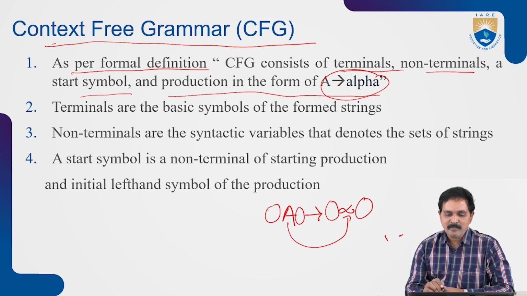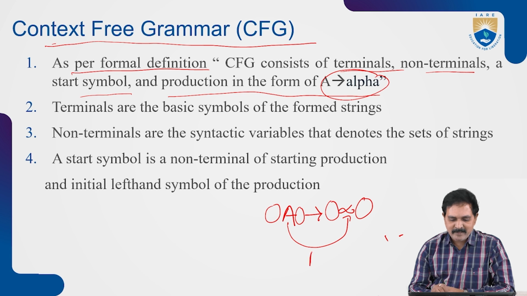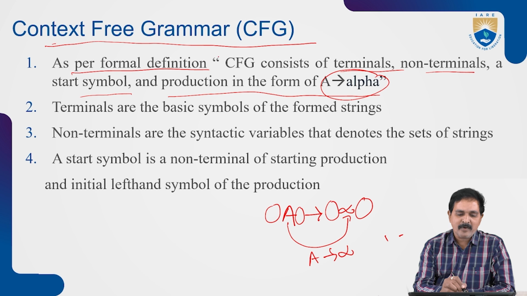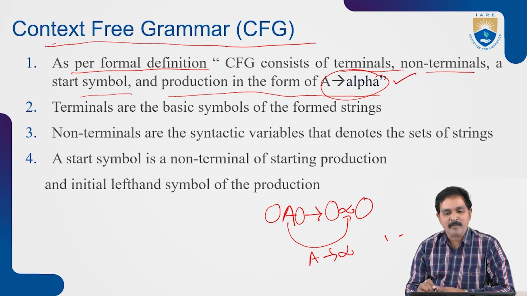A context free grammar consists of terminals, which may occur on the right side of the production. I'll show that in the coming slides. And non-terminals appear on the left and right side of the production. And you should start somewhere, with some starting position. In the starting position, you take some starting symbol. It's called the start symbol. And every production is in the form of exactly A implies alpha. So that is described here in the formal definition of context free grammar.